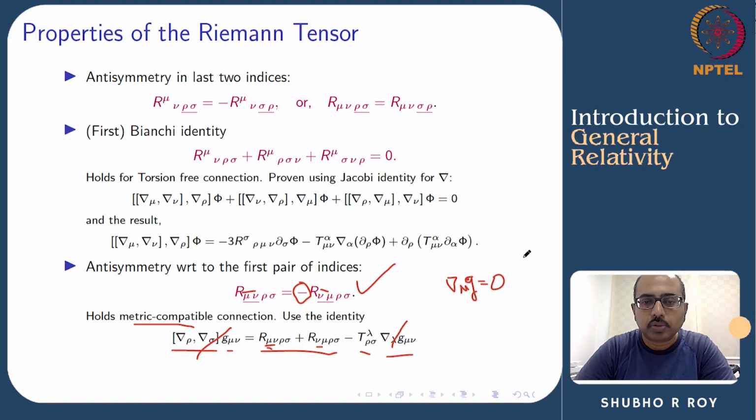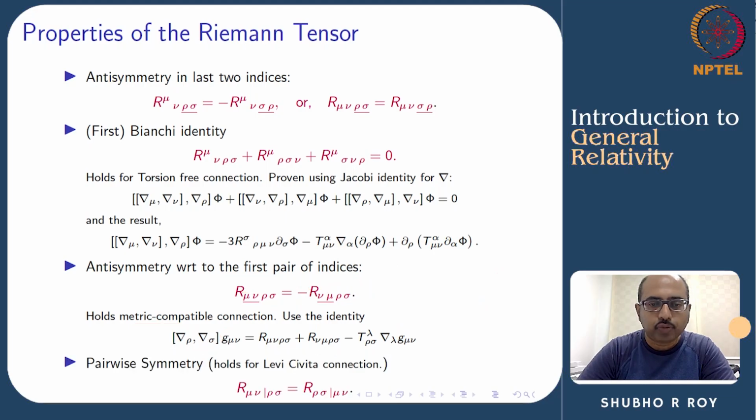So if you are deriving your Riemann curvature from a metric compatible connection, then the Riemann curvature is anti-symmetric under swap of the first two indices. And the last one is called the pairwise symmetry, and it holds for a Levi-Civita connection, that is, one that is both metric compatible and torsion free.